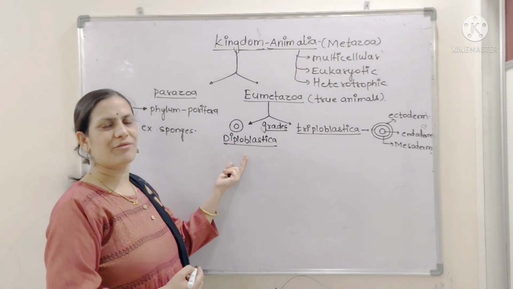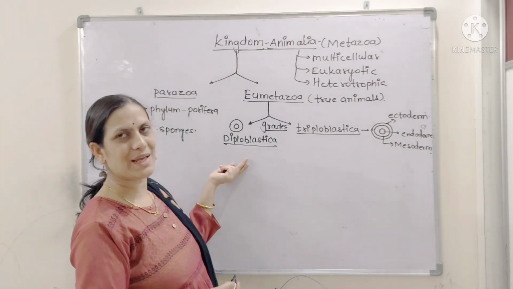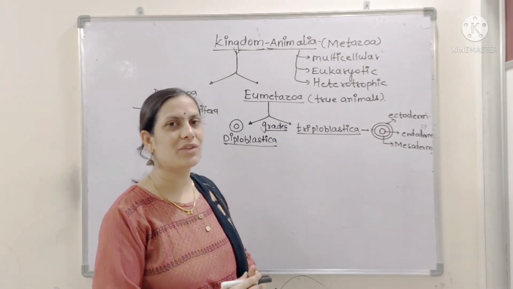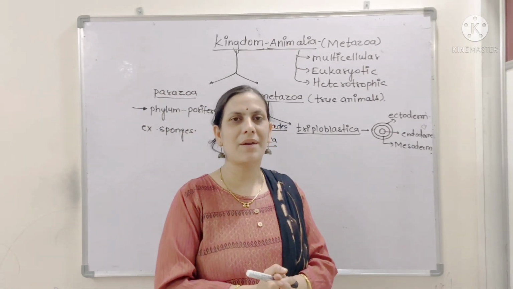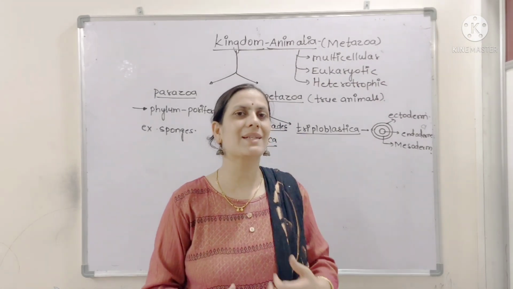This is one criterion for the classification, and another criterion for the classification of these animals is their symmetry. As you know, symmetry is nothing but the arrangement of paired body parts along the axis of the body.